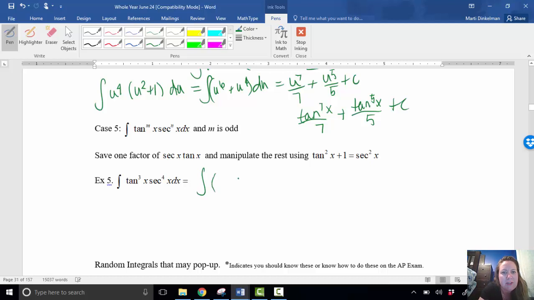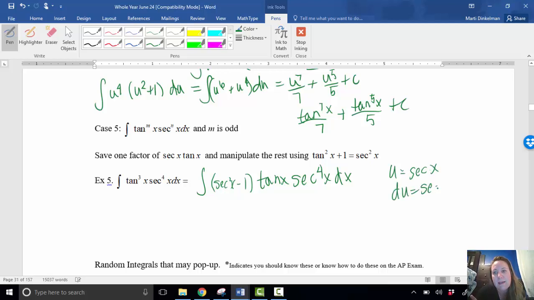We're going to have a tangent squared that we're going to use here in a second. There's an extra tangent, and we're going to do secant to the 4th x dx. So this is going to become secant squared minus 1. So we have to be really careful here on this one because the fact that we have secants and our derivative is going to have a secant in it. So u is going to be secant, and then du is secant tangent.